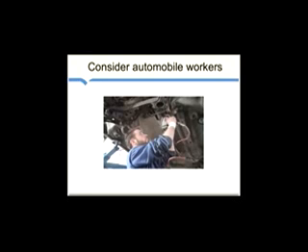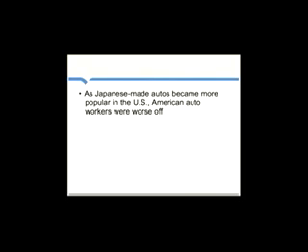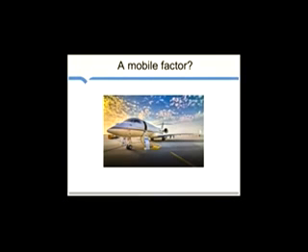Another example of a partially immobile factor were auto workers in Detroit in the United States in the 1980s. As Japanese-made automobiles became more popular in the United States, many of these Detroit auto workers were worse off. Some of the more mobile ones may have moved to Texas and taken jobs in the energy sector, but the less mobile ones, the ones perhaps who were tied to the area because of their families, they now faced lower wages or perhaps lost their jobs altogether.